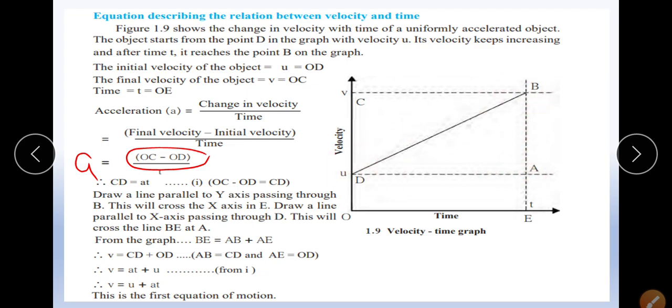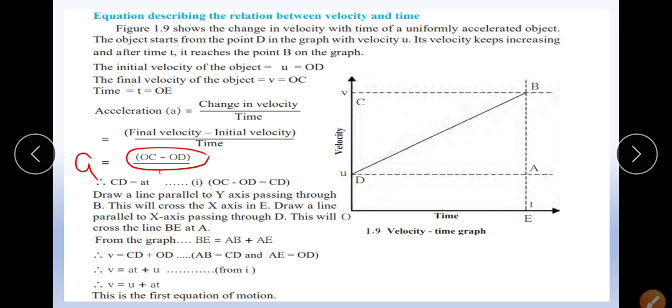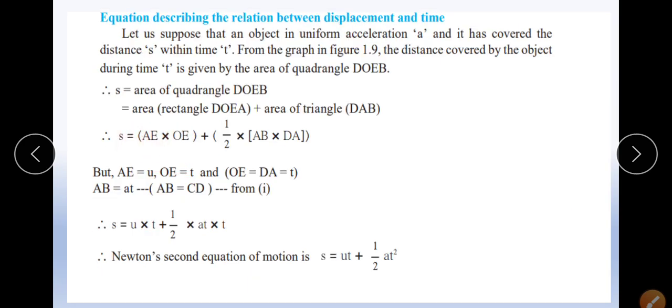Area of this triangle is half into base into height. This is base, this is height. Here, this is length, this is breadth. Area of this rectangle is length into breadth. So this is length into breadth plus half into base into height. AE into OE is the area of the rectangle. AE is U, OE is T, and AB is AT.